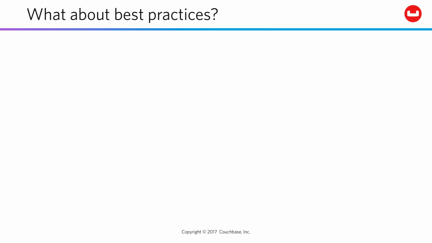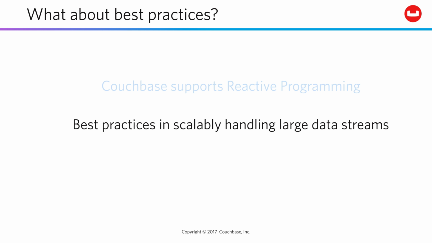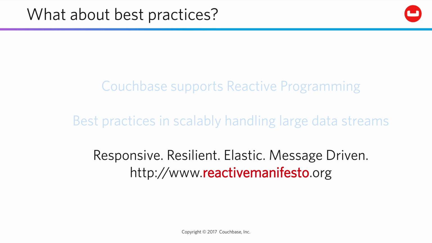What about best practices? Well, to keep pace with the way that data flows these days, Couchbase explicitly supports reactive programming approaches in our Java and C# SDKs. And of course, reactive approaches are inherent to Node.js development, and we have a Node.js SDK as well. These implement best practices in handling large data streams. A fast overview of this very interesting approach is available at the Reactive Manifesto website.